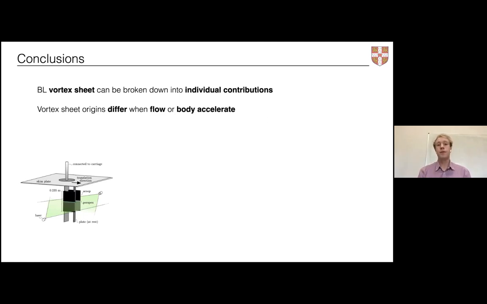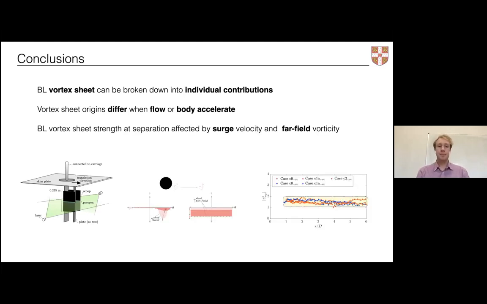We then saw that even though the vortex sheet looks the same and grows the same, whether it is our body or the flow accelerating, the origin is very different, which is important to consider so that we don't consider the same force twice. And then finally, we looked at the unsteady separation point, or the vortex sheet strength at the unsteady separation point, where we saw that it changes quite a lot as our body moves. We then, however, saw that most of this variation is due to changes in translation velocity, as well as due to far field vorticity building up as more of the shed vorticity moves away from the cylinder.